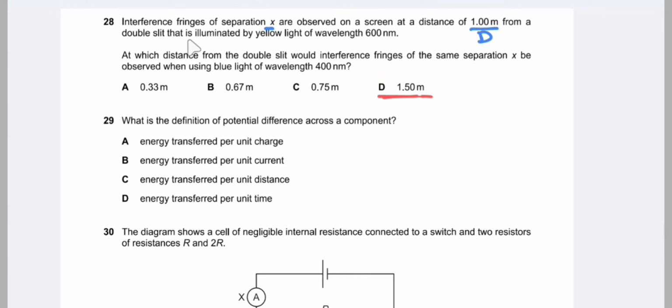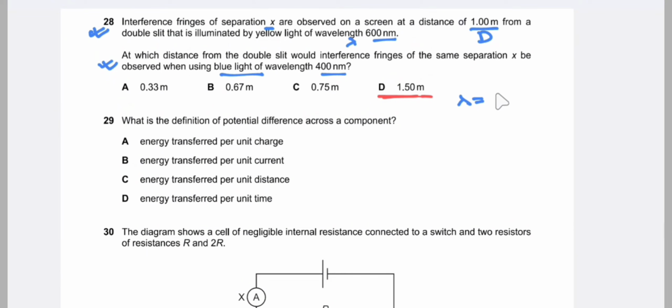From the double slit that is illuminated by yellow light of wavelength 600 nanometer. So we are given the value of lambda. At which distance from the double slit would interference fringes of the same separation x be observed when using blue light of the wavelength given? So for this question we have 2 conditions: for the first condition we use yellow light, and for the second condition we use blue light.